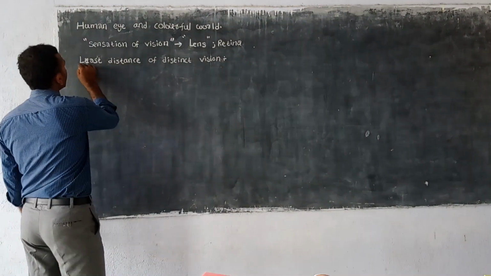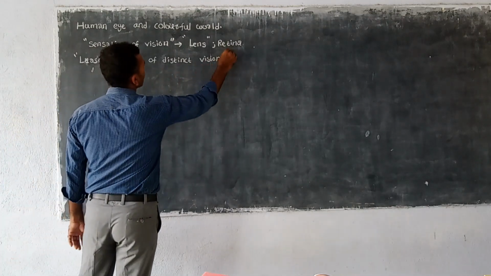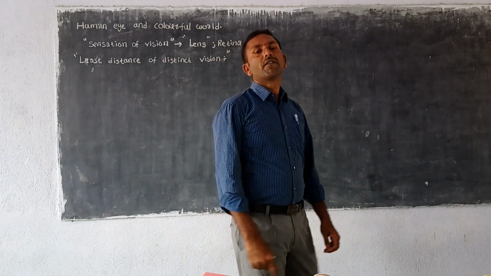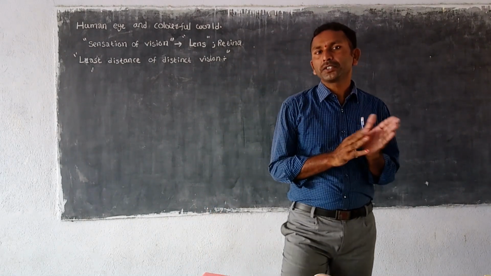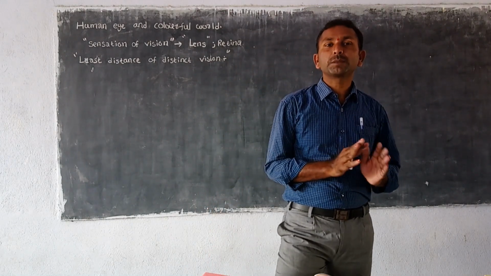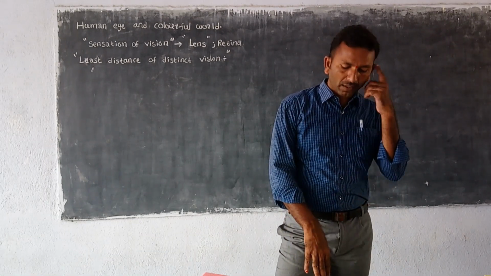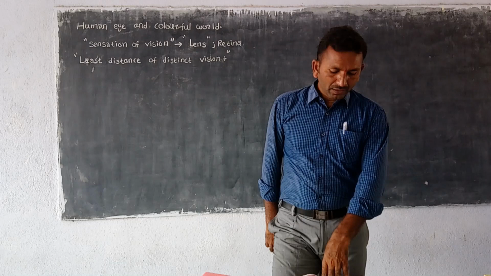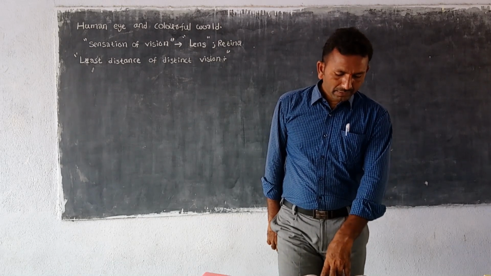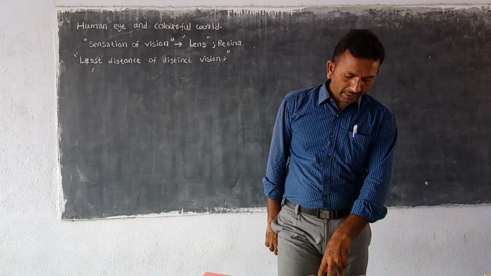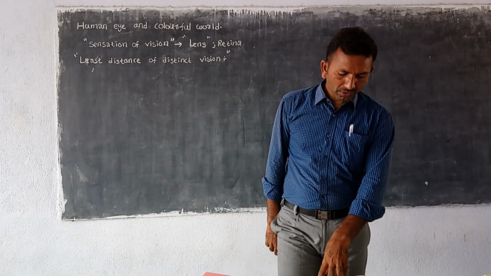What is the least distance of distinct vision? Where we are able to see the object clearly. The distance between the object and your eyes, that distance is called least distance of distinct vision. At young age, say below 10 years, the muscles around the eye are strong and flexible and can bear more strain.